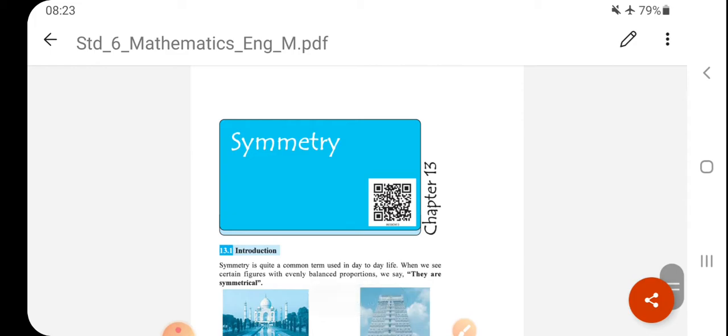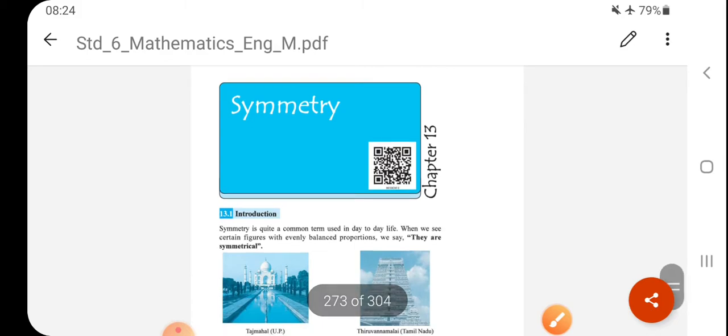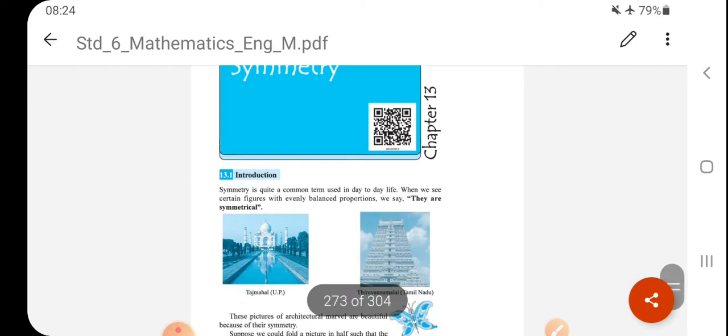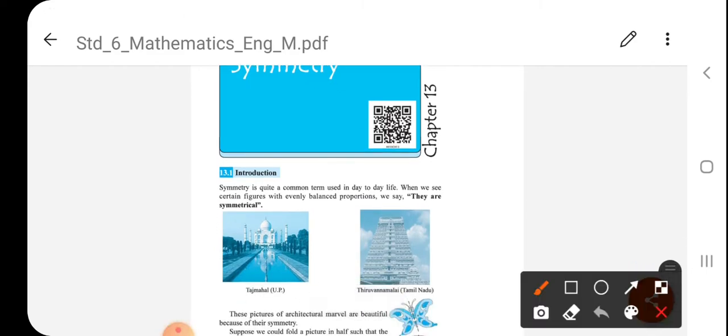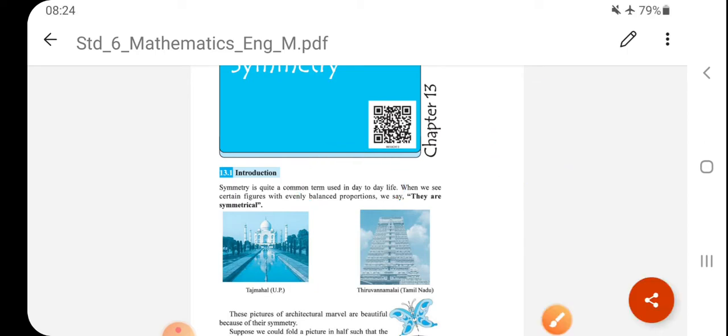Here, what is the name of this chapter? It is symmetry. So what is the meaning of symmetry? Actually, this word is not particularly for mathematics. It's a universal word that is used all over. Now, what is the meaning of this symmetry that we are going to study in this chapter? Basically, any object that is given is said to be symmetrical when it has balanced proportion. Now, what is the meaning of this balanced proportion?